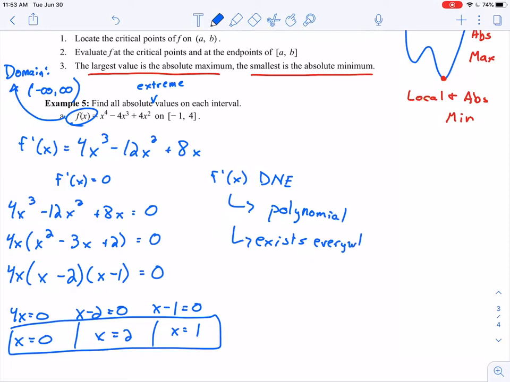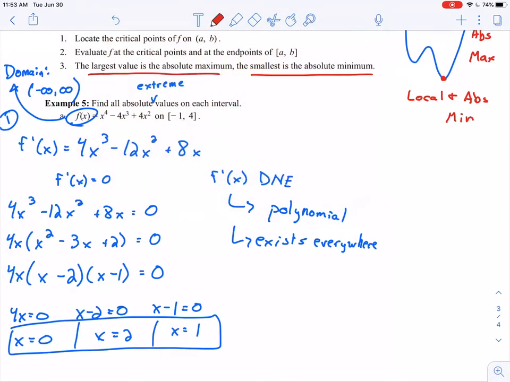Which means that there are no additional critical points that are going to arise from this case, because there are no x values that make our derivative undefined or that make our derivative not exist. So these three that I found, 0, 2, and 1, those are the only critical points that I have. So that is all step 1. Everything I've done here, that's just step 1. And this should feel very similar, identical to what we were doing in our last video.